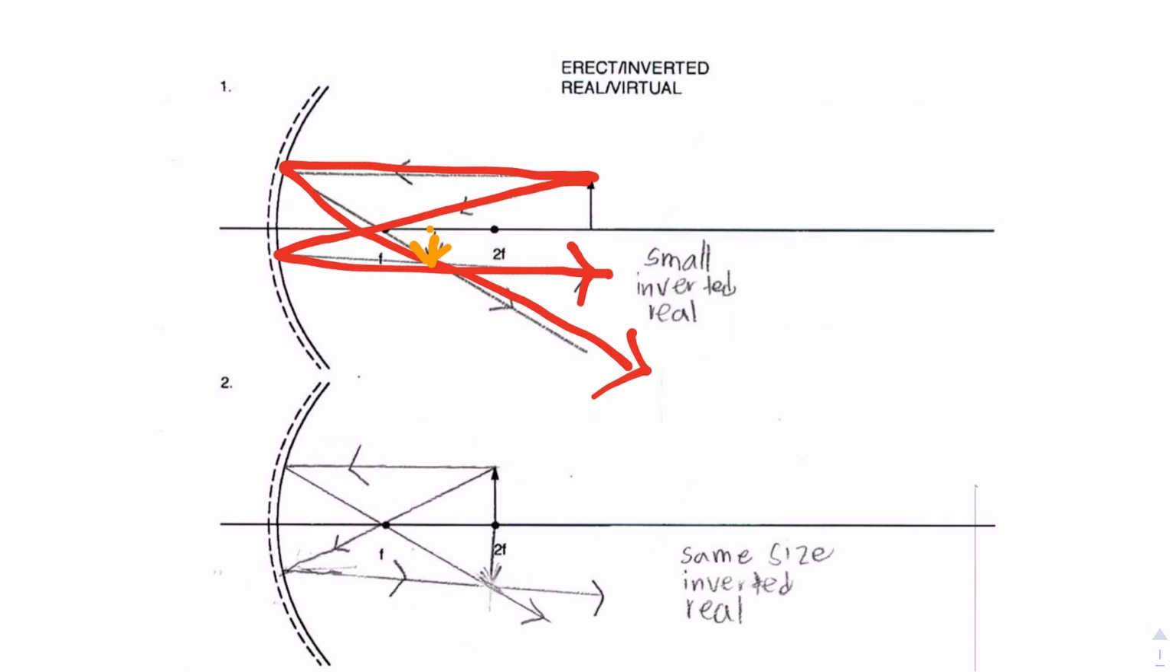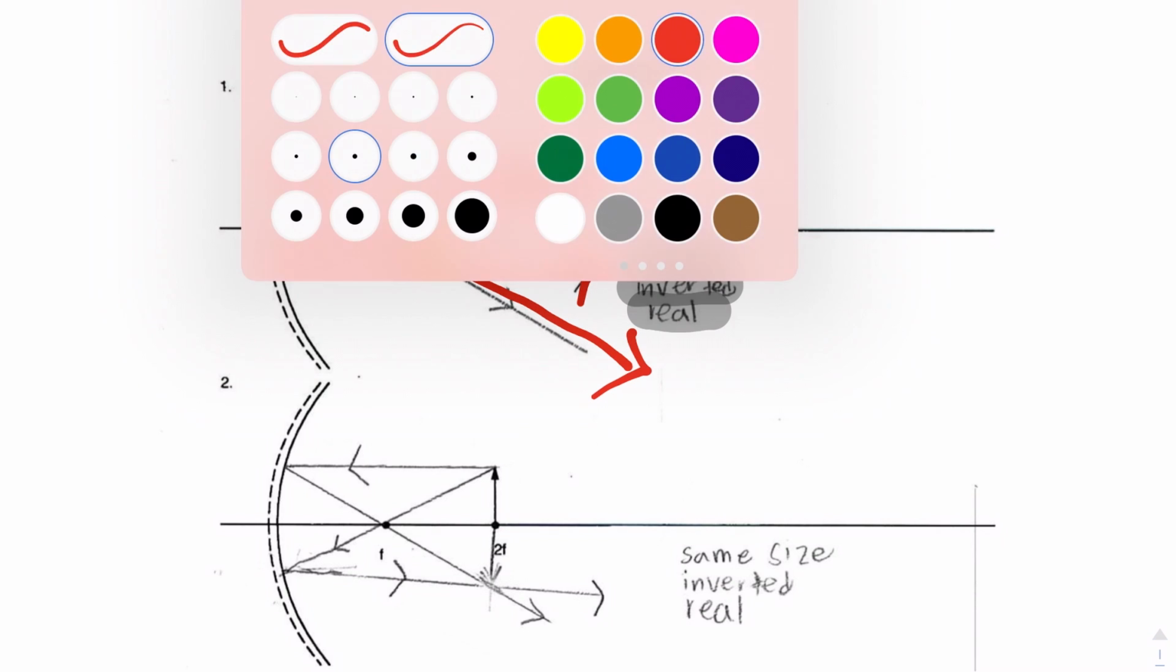Now, key things we need to take from here. First of all, the image is between the focal point and the center of curvature, and it is also much smaller compared to the object. The image also is a real image. The image also is inverted compared to the original object. Now let's move on to the second example.